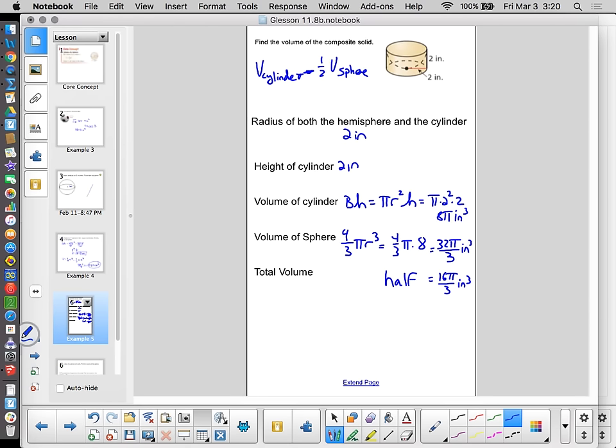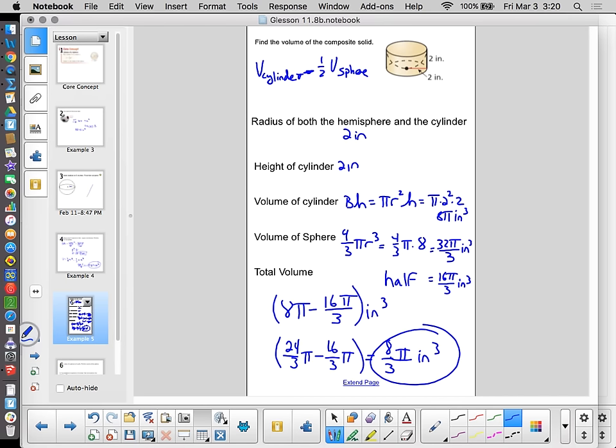Either way. Once I've got that, now the total volume is going to be 8 pi minus 16 pi over 3. And by the way, that's going to be inches cubed. We can combine those. 8 is 24/3. Okay? 8 is the same as 24/3. 16 pi over 3 is 16/3 pi. 24/3 minus 16/3 is 8/3 pi, or 8 pi over 3 inches cubed. And there is my exact volume of that particular shape.